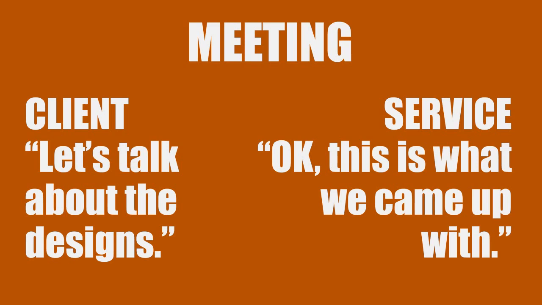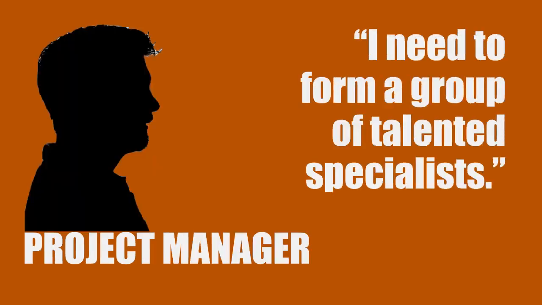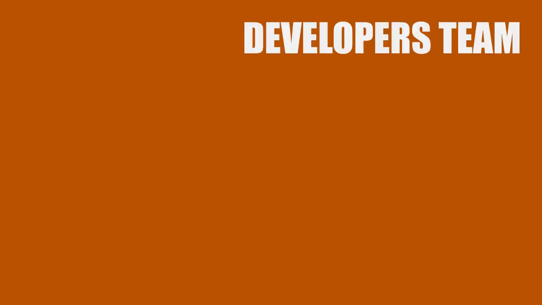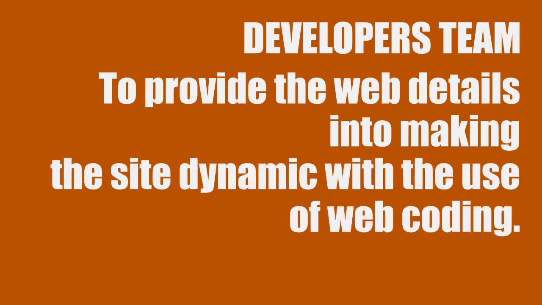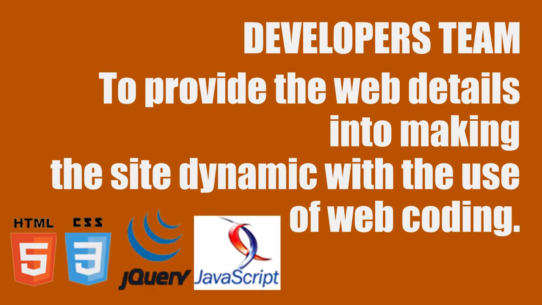When this is determined, the project manager would then have to decide on a team to work on this project. In digital media, there can be a number of groups dedicated for each part of the project. The design group's task is to provide the graphics and brainstorm different ideas and styles for the project. The developers are there to provide the web details into making the site dynamic with the use of web coding such as HTML5, CSS3, jQuery, JavaScript, and some form of content management systems.